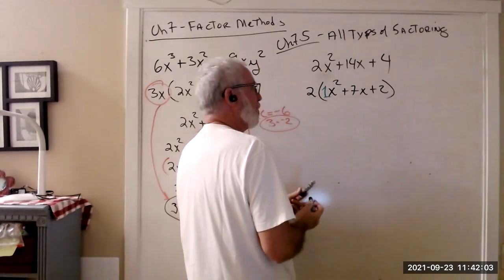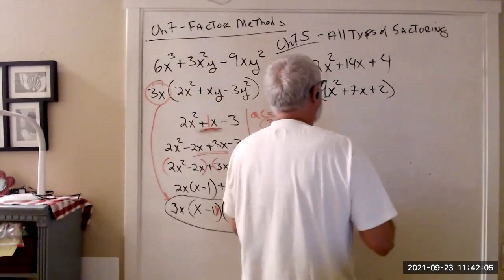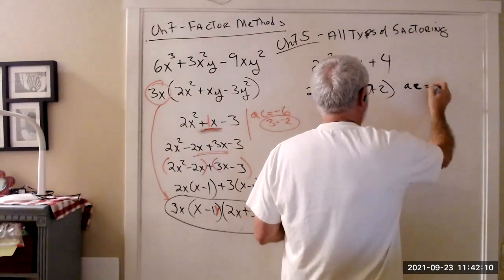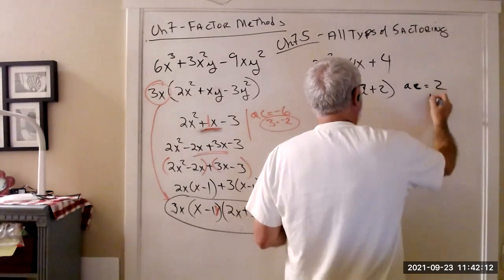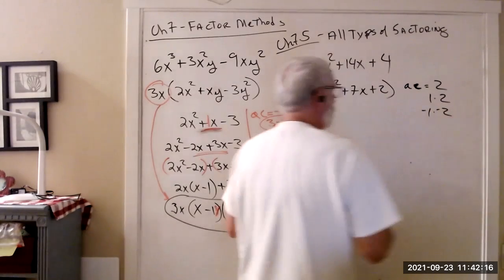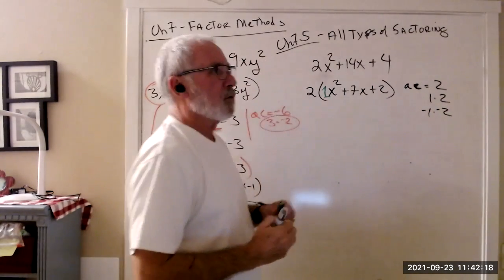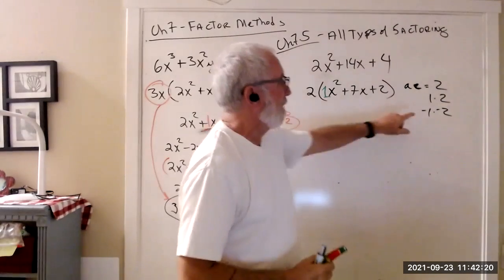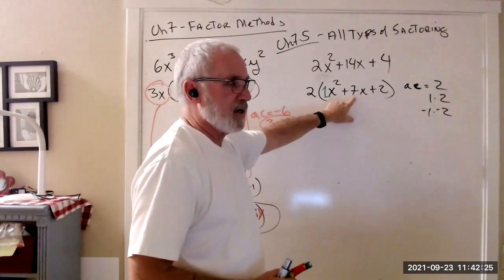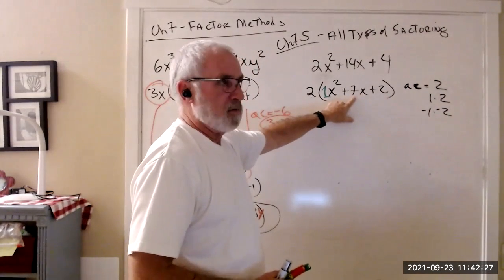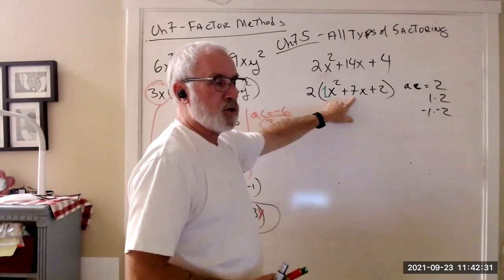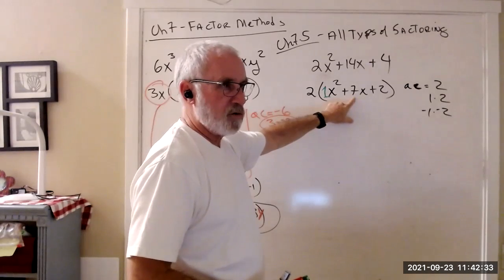So we work through this. AC, stupid, it's getting late, is 2. So the only thing that makes 2 is 1 times 2 or -1 times -2. Okay. Do either of those add or subtract to make 7? No, they don't. So you can't go any further.